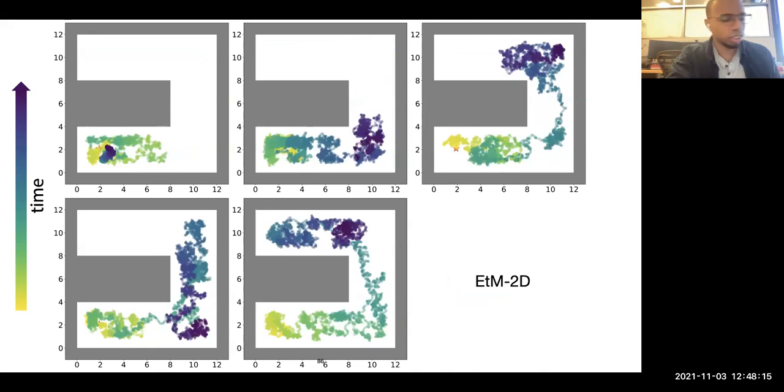While in the 2D version, ETM in some instances does do well, right? This is one seed where it did solve it. And it is exploring in these, but in some of these, you can view that there are these large clusters, right? So it's exploring, but somewhat redundantly.